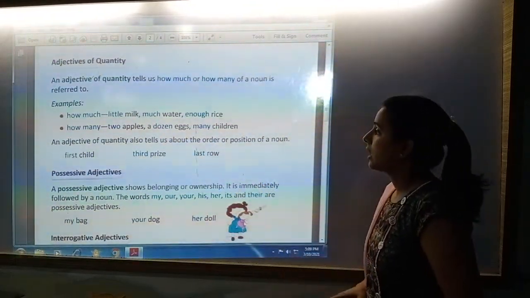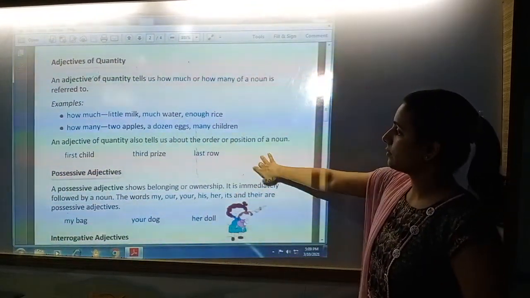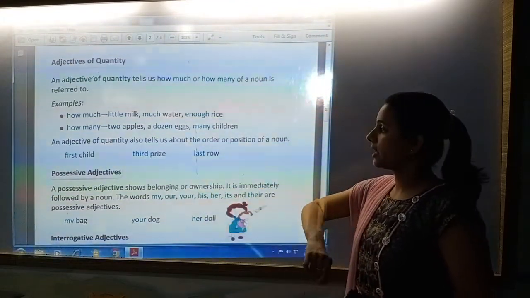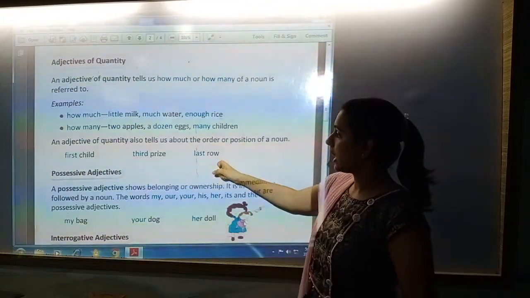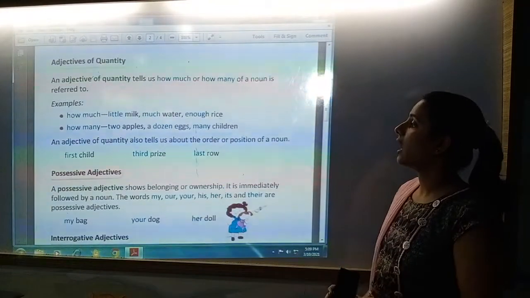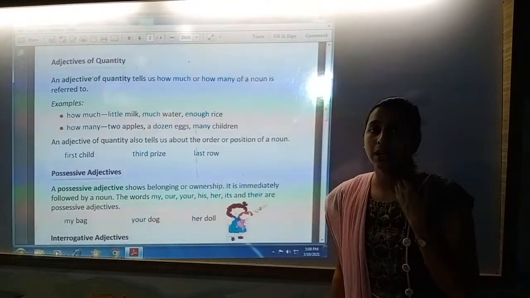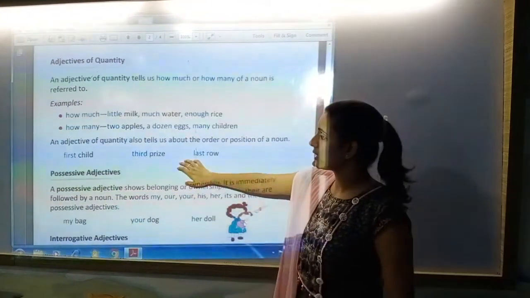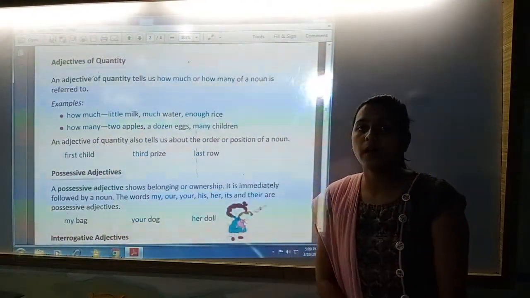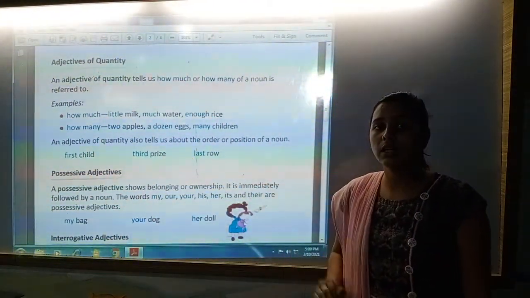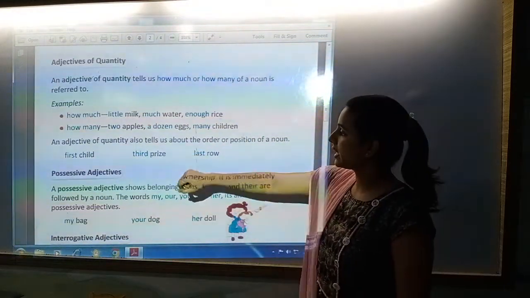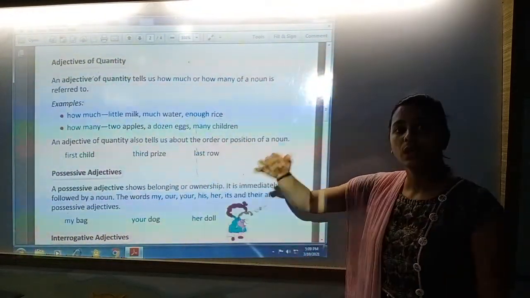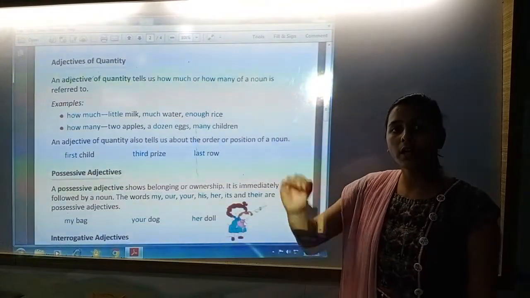Next, some more examples are given. First child, third prize, last row. These are also types of adjective of quantity because they tell the position of the noun. First child, third prize, last row. So it shows the ranking, order or position.